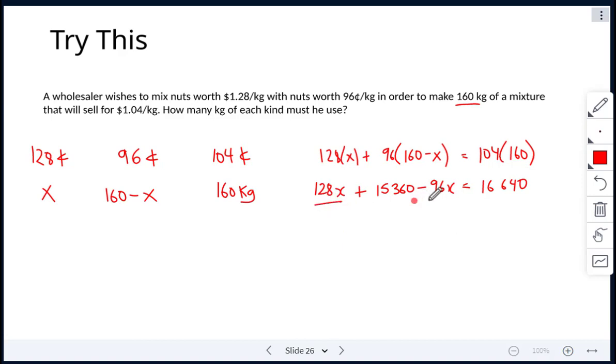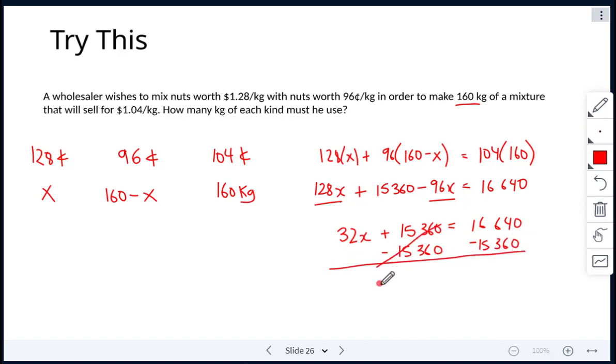All right, so next we would collect our like terms here. 128 minus 96 gives me 32x plus 15,360 is equal to 16,640. Then we'll subtract this on both sides. And that gives me 32x is equal to 1,280. Then we'll divide by 32 and we get that x is equal to 40 kilograms.